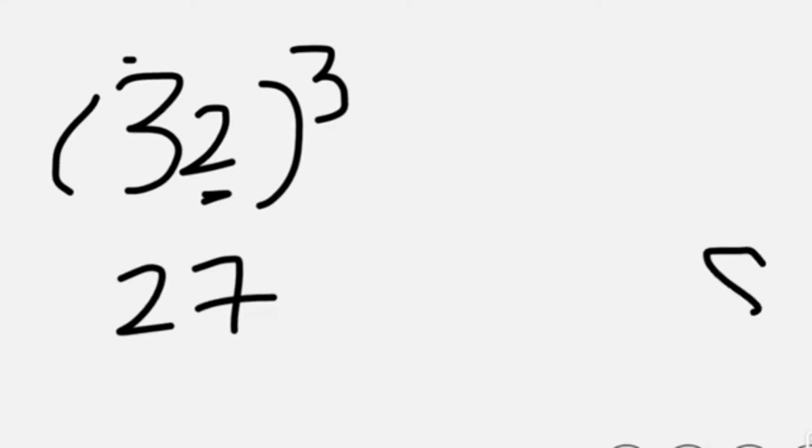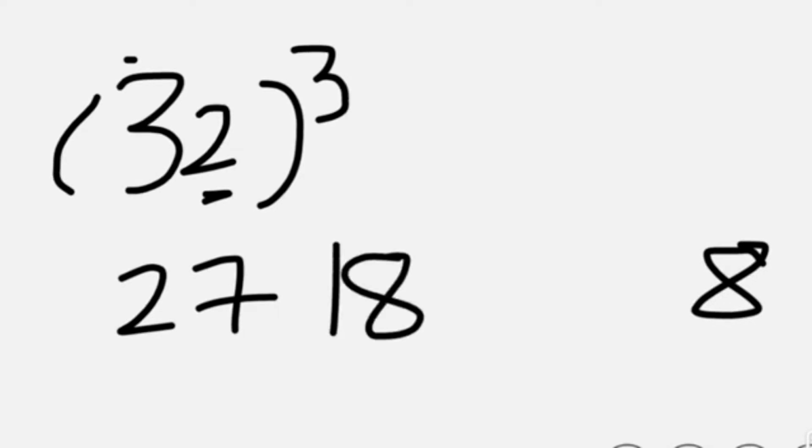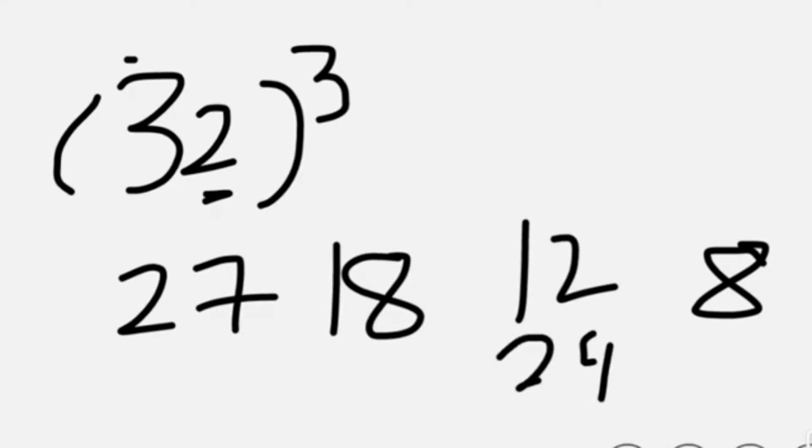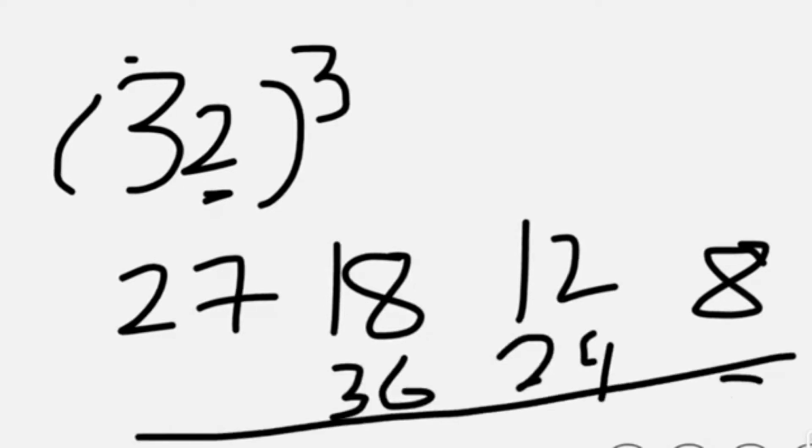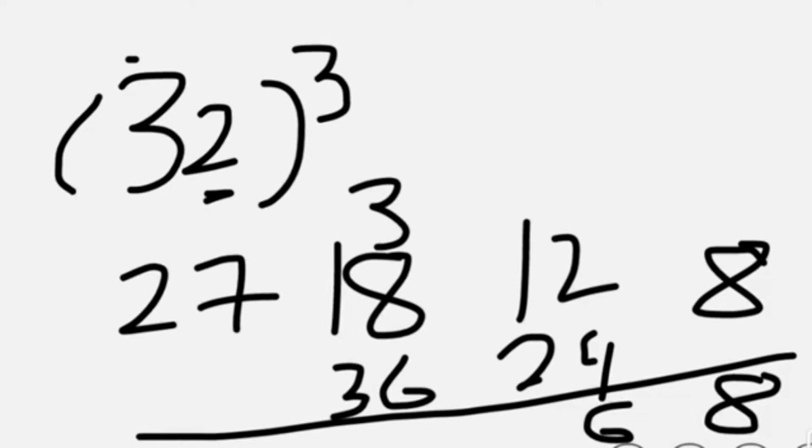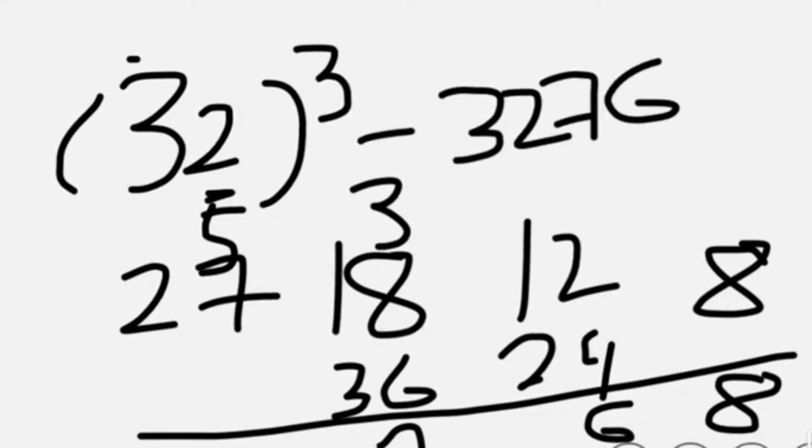Let me take another example in order to get a clear idea about this process. 32 cube. First, this is a and this is b. 3 cube is 27 and 2 cube is 8. a square b in the sense 3 square into 2, 9 into 2 is 18. Next, 2 square into 3, so 12. Double the middle product, 24 and 36. Add this: 8, 6, so 36 means 3 carry over, 21 plus 36 is 57, so 27 plus 5 is 32. So 32 cube is 32768.